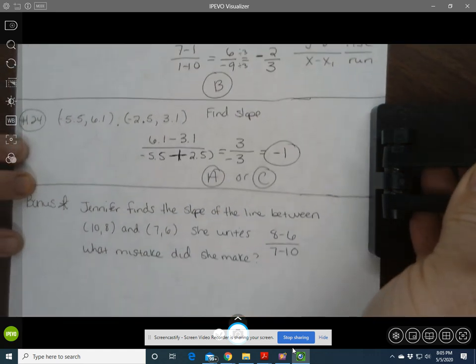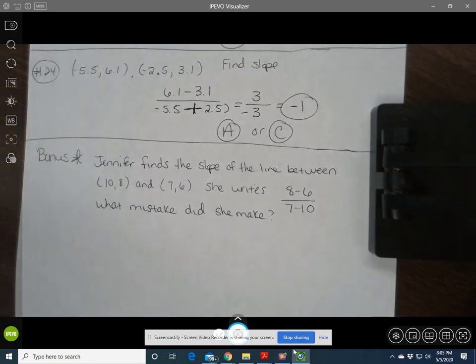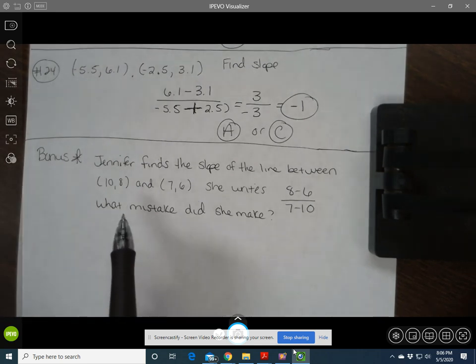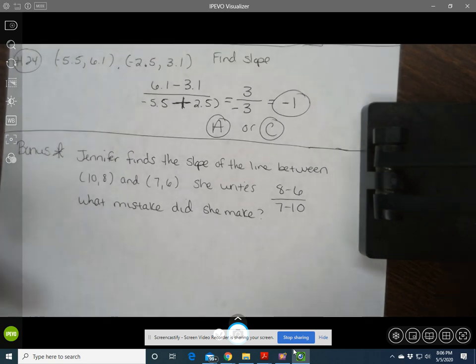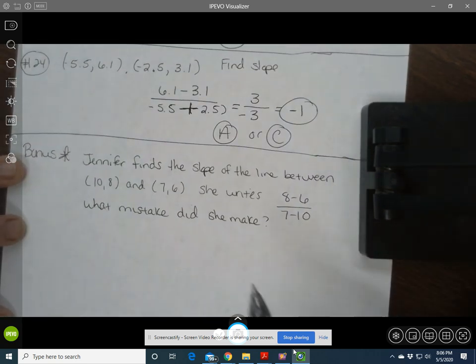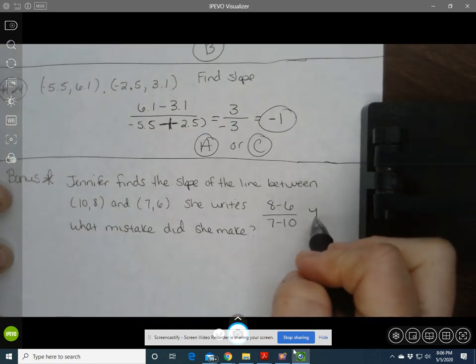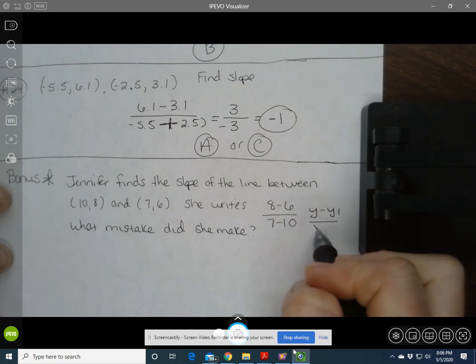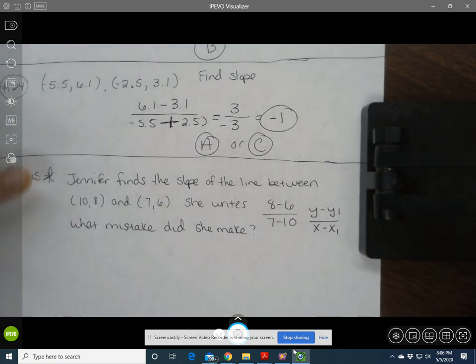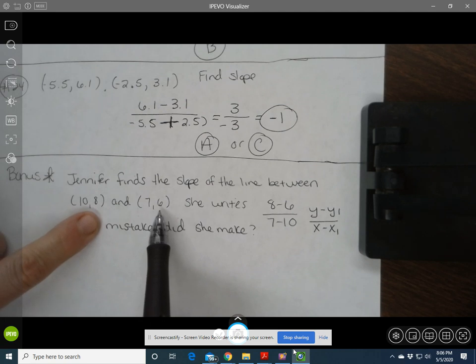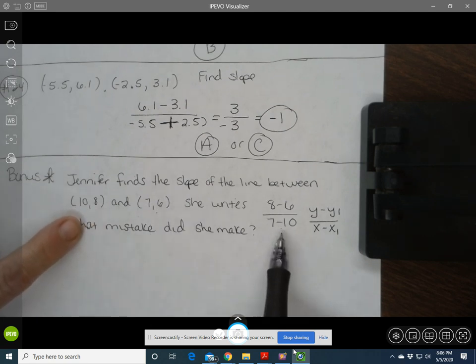It doesn't matter. Now, if they were to ask you it like this, because I have seen some like this before, it says, Jennifer finds the slope of the line between, and it gives you the 2 points. And then it says, she wrote it like this, 8 minus 6 over 7 minus 10. What mistake did she make? Well, remember, it needs to be y minus y1 over x minus x1, just like we did up here. Did she put her y's first? Yes, she did do that. Okay, and then she put her x's on bottom, so that's right.